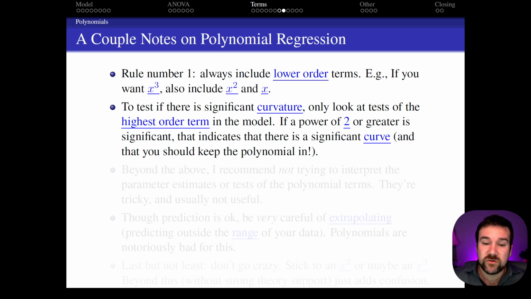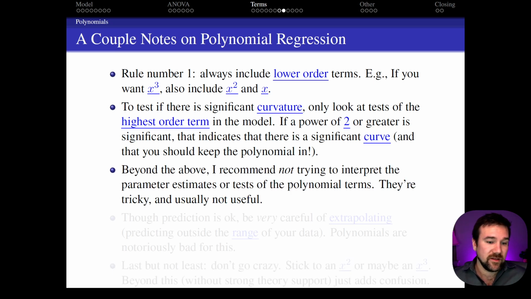If a power of 2 or greater is significant, and we'll talk about this in a second, I don't interpret all the coefficients on this one. I just look at the highest power term. And again, if it's a third, then I might remove it and rerun the model. Now the highest power is a second. I would look at the coefficient of the second one. And if that's significant, or if the x to the third was significant in the first test, that would indicate that there's a significant curve in the data and that you should probably keep the polynomial in.